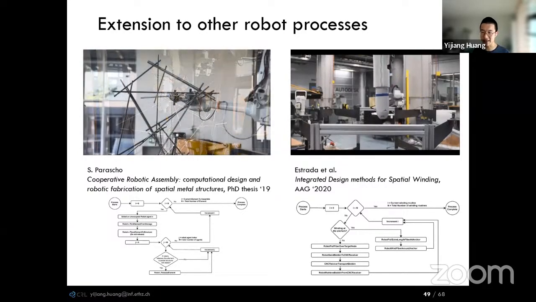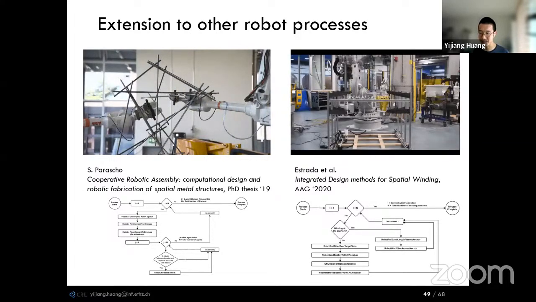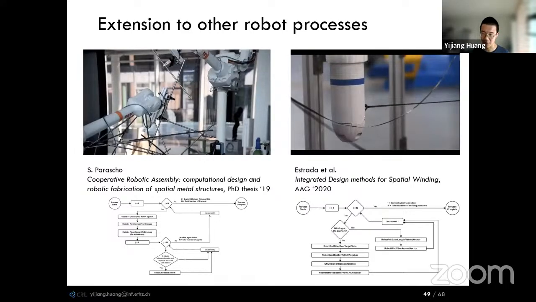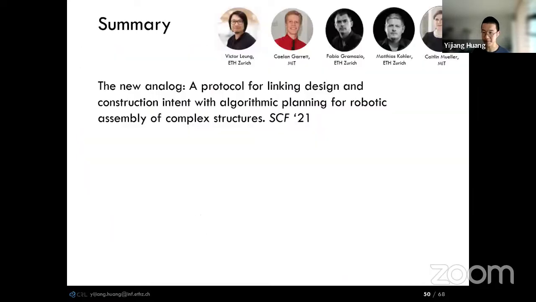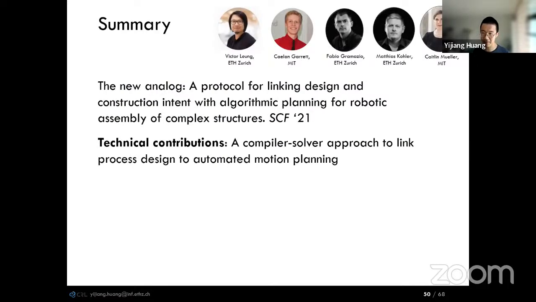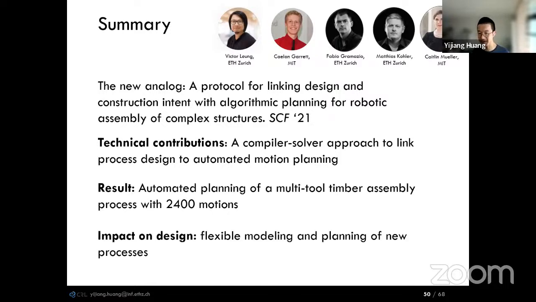And what we want to emphasize here is this flexibility in modeling different robot processes, and this can act like a bridge to utilize the power of computational tools that already exist from the robotics community. So in summary, we provide a compiler solver approach to fill in this important missing gap between designing a new robotic fabrication process and the automated planning of robot motions. And we've shown its effectiveness in planning for a new timber assembly process, and it provides designers with a flexible means to test and deploy new robotic fabrication possibilities.